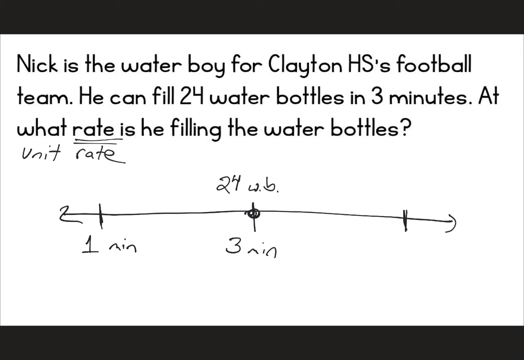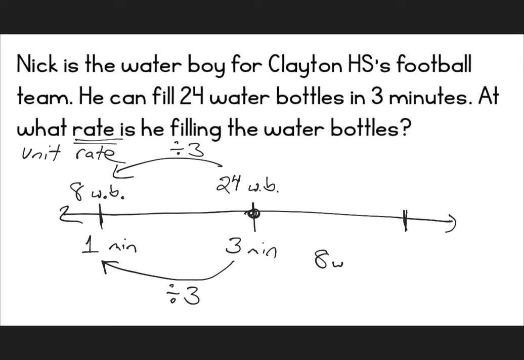Using dividing, how can we get from 3 to 1? 3 divided by 3. And whatever we do to the bottom part of the number line, we do to the top of the number line. So we're going to do 24 divided by 3, which is 8. 8 water bottles. So at what rate is he filling water bottles? 8 water bottles for 1 minute.